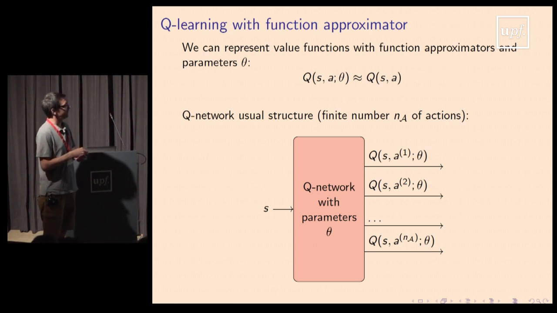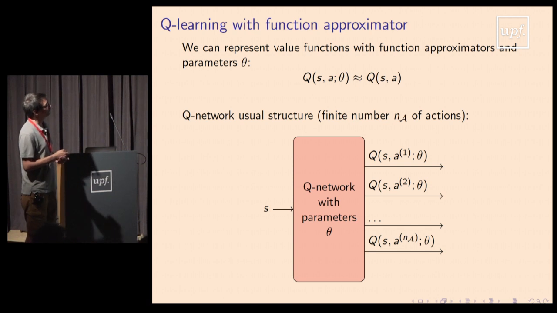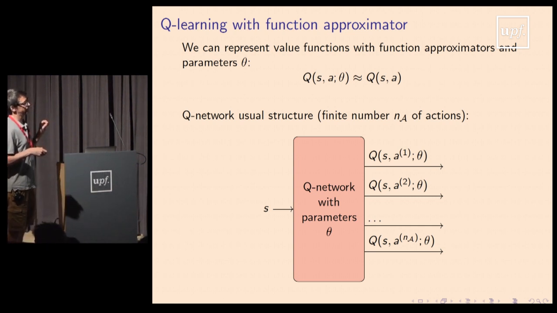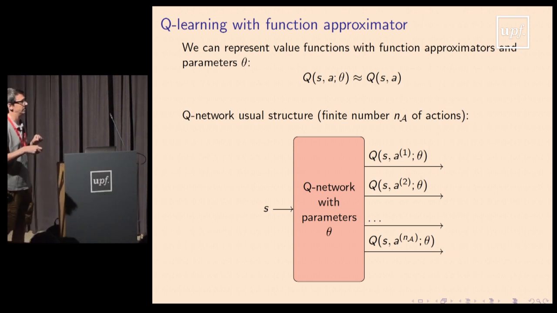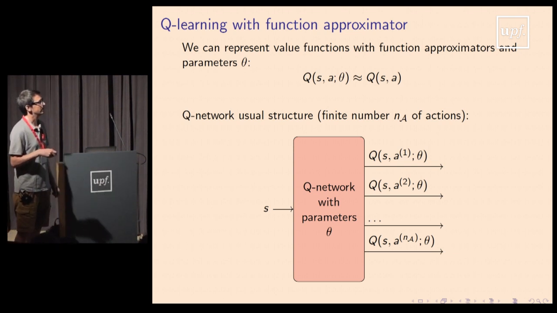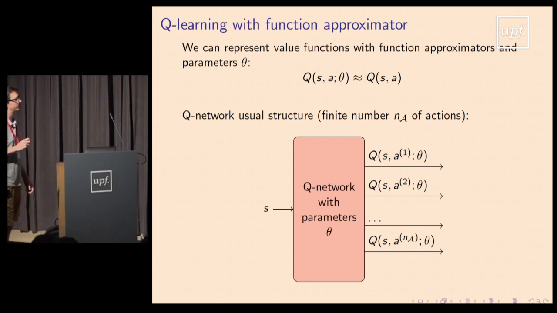So basically, it takes as input S and A, and depending on the parameters theta, it will output some values, right? In particular, in the Q network, instead of giving S and A as input, we usually give just the state as input and provide an output for each different action, if you have a finite number NA of actions. And that's what deep Q networks are based on. It's for any continuous state space, but still a finite number of actions. So that's what we will look at for now.